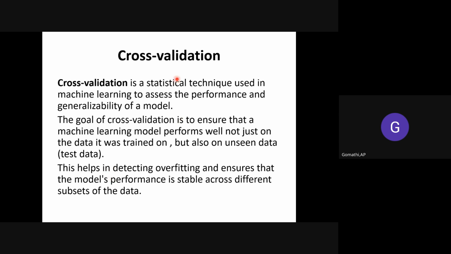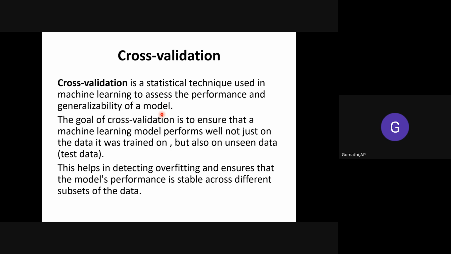Cross validation is a statistical technique used in a machine learning model to assess the performance and the generalizability of the model. We can say it is a robust technique used in machine learning to assess the generalization ability of the model. It helps in understanding how well a model is likely to perform on an unseen data set and in detecting overfitting. So mainly it is used for unseen data sets, to assess the performance as well as the generalization of a model.